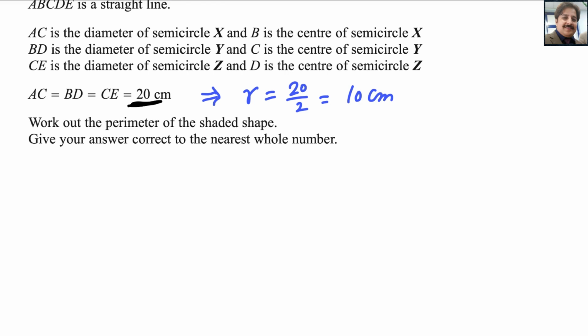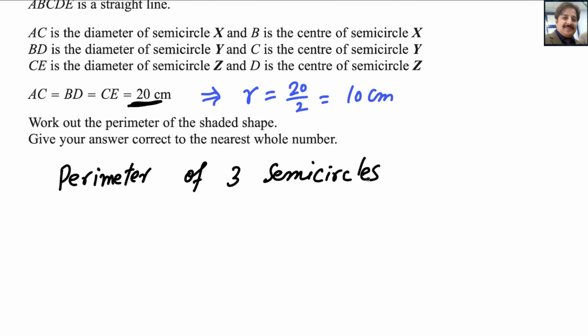Now, first of all, you have to find the perimeter of three semicircles. So it will be equal to 3 times pi r. Because every radius for each semicircle, r is 10, we already got. So it will be 3 multiply pi multiply 10. So you can write it as 30 pi.